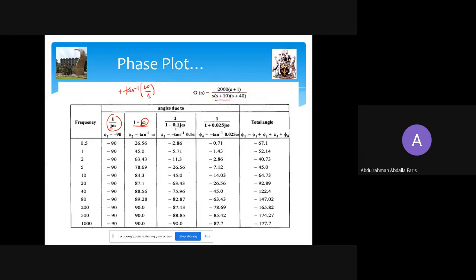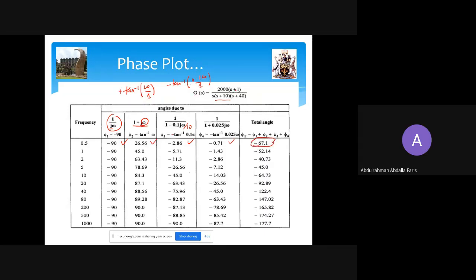since it's a pole, then you need to have minus. So minus tan inverse. This is 1 over 10, right? 1 over 10 is 0.1. So imaginary over real. So minus tan inverse 0.1, you get the phases. Same thing with this, and then you add that one plus that one plus that one plus that plus that. You get your total phase angle for that transfer function.